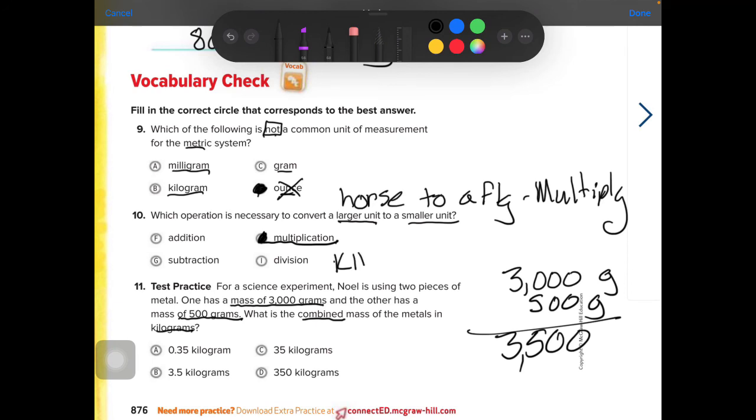So King Henry died grumpily drinking chocolate milk. So it currently is in grams, and we need to convert it to kilograms. So we're going to go left, 1, 2, 3. Left, 1, 2, 3. 3.5 kilograms. Do you guys see that somewhere? Yep, good job. All right, rip it out and turn it in.